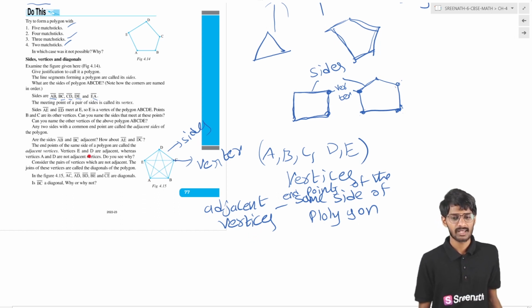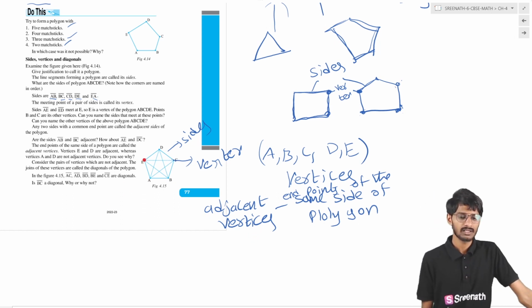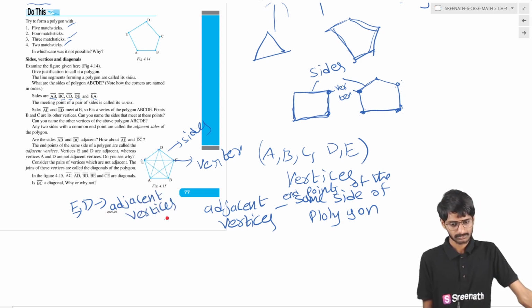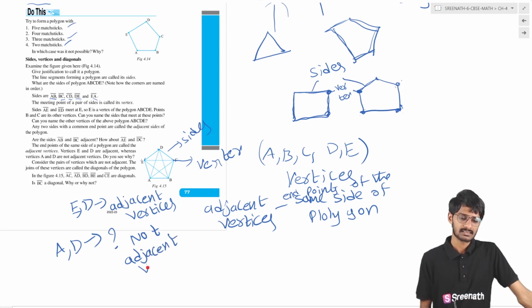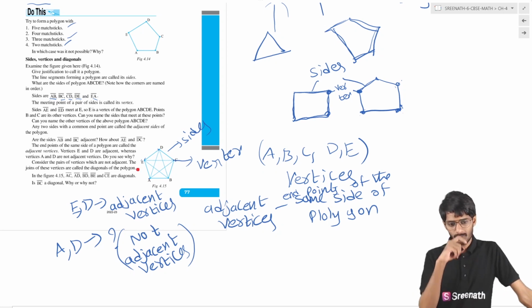Now in the given example, E and D are adjacent vertices. E and A are also adjacent vertices. But A and D are not adjacent vertices. A line segment drawn from A to D is a diagonal of the polygon, students. So if you consider a pair of vertices which are not adjacent, the joints of these vertices are called the diagonals of the polygon.